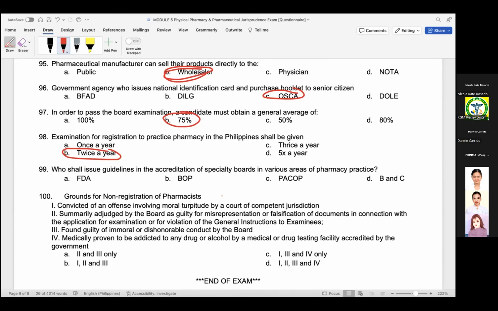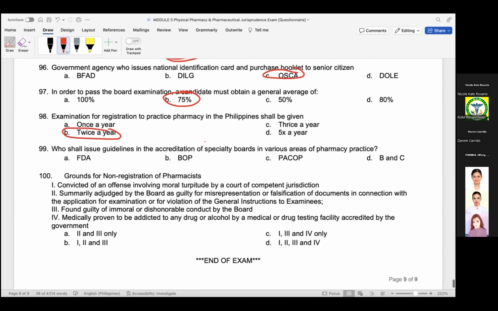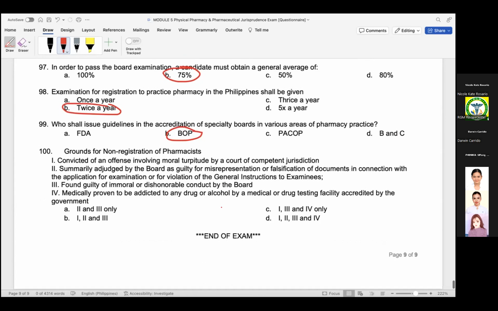Nagka-delay-delay. Number 99, who shall issue guidelines in the accreditation of specialty boards in various areas of pharmacy practice? A, FDA, B, Board of Pharmacy, C, PACOP, D, BNC. The correct answer is the Board of Pharmacy. Walang kinalaman ng PACOP dyan. And last number, 100, what are the grounds for non-registration of pharmacists? 1, convicted of an offense involving moral turpitude by a court of competent jurisdiction. That's true. Solid sin na tong A.